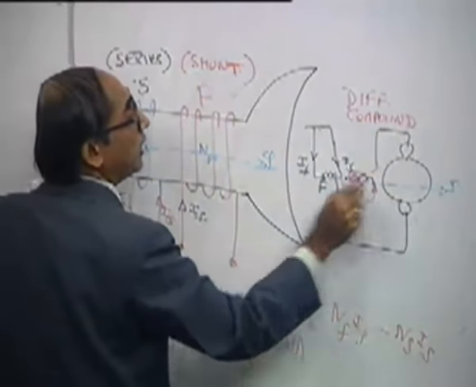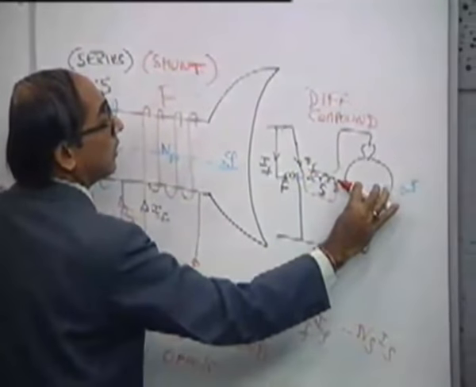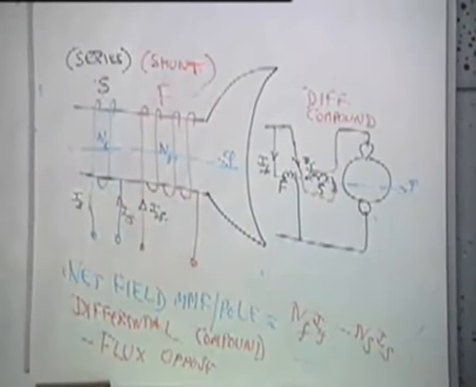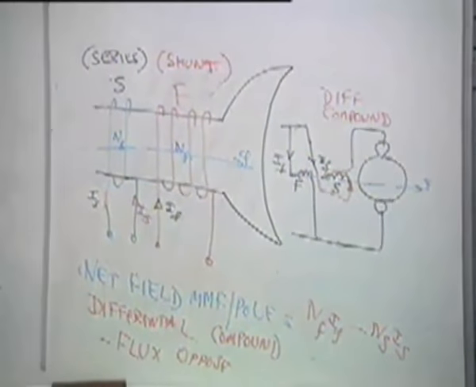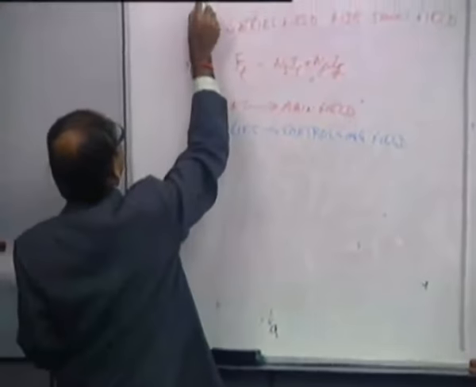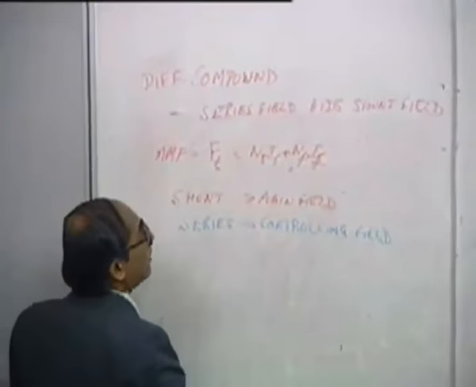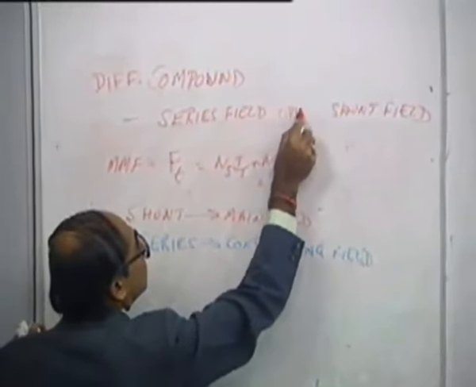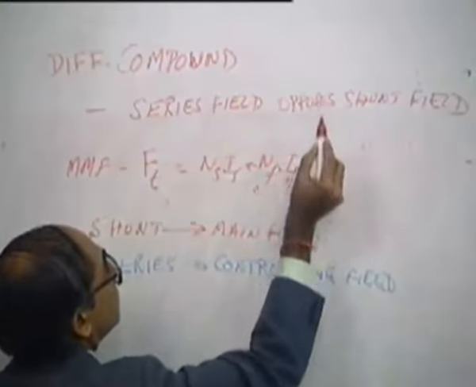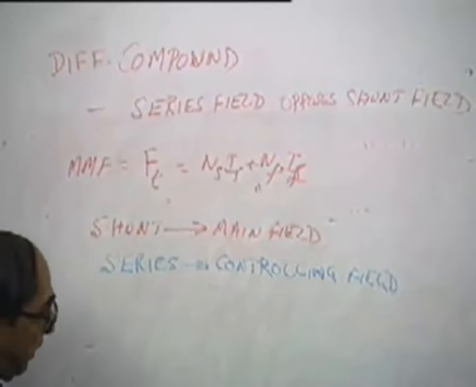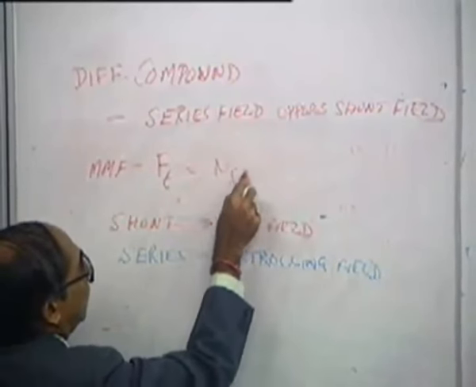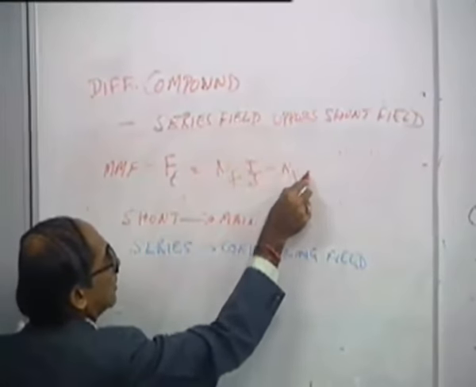That means while the main field is producing flux this way, the series field is producing the flux in the other direction. So we can rewrite this same statement. Instead of cumulative compound, you have a differential compound, where a series field opposes the shunt field. So the net MMF Ft will therefore be NFIF minus NSIS.